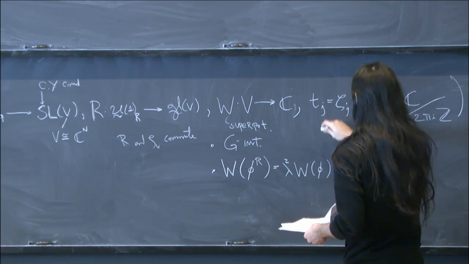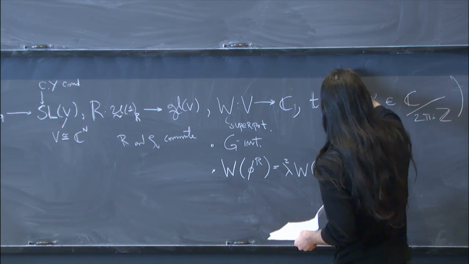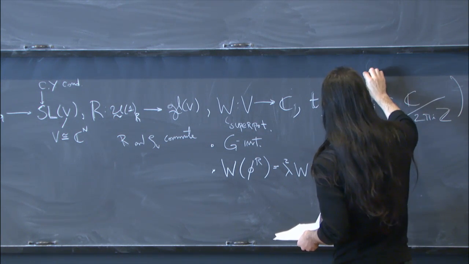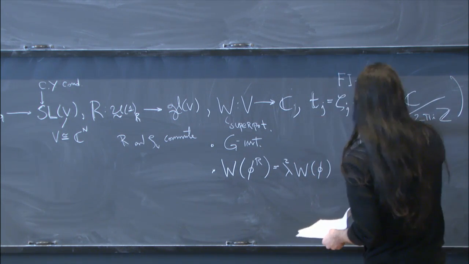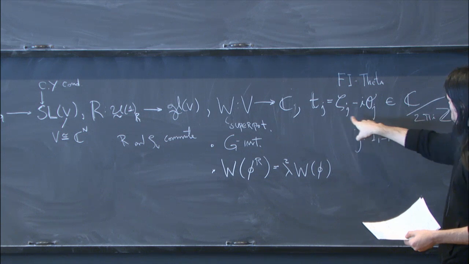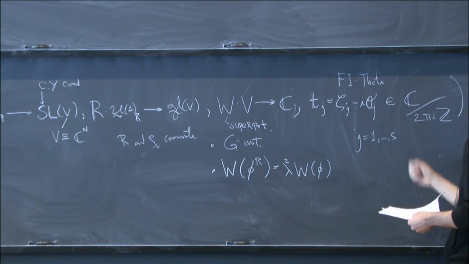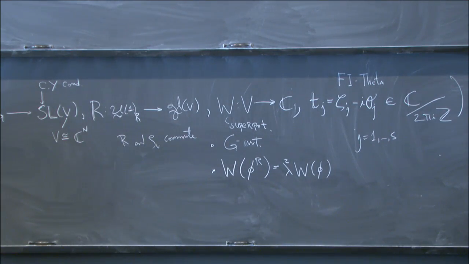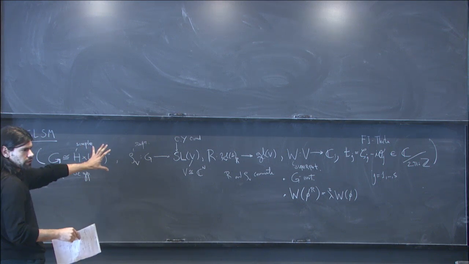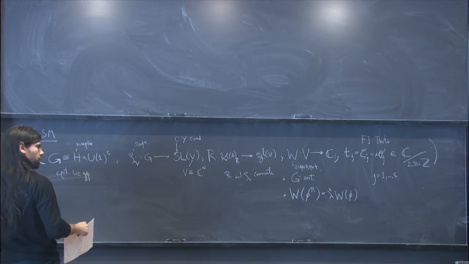And finally, I have this other set of parameters, which in physics are called Fayet-Iliopoulos theta parameters, which are simply some complex parameters where I identify the imaginary part. So for me, the GLSM will be given by this set of data. Given this, I can construct a two-dimensional gauge theory.